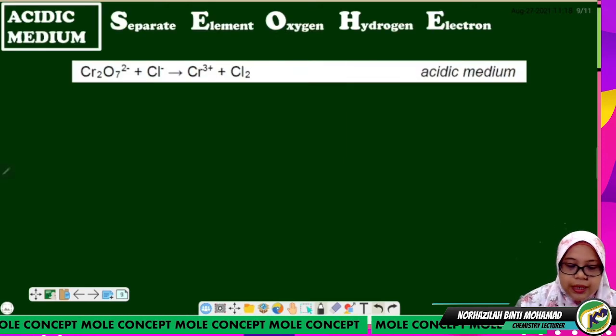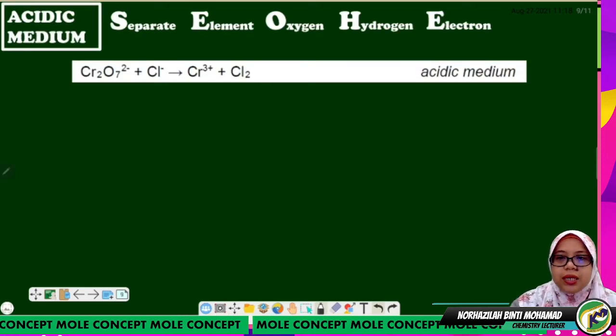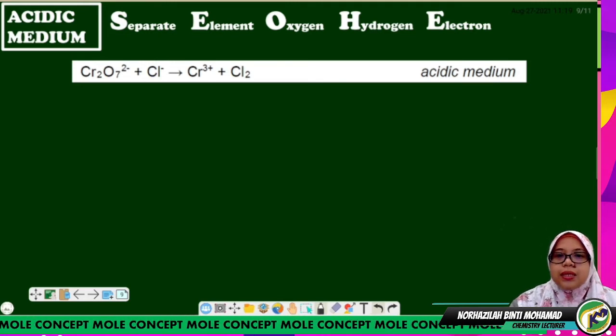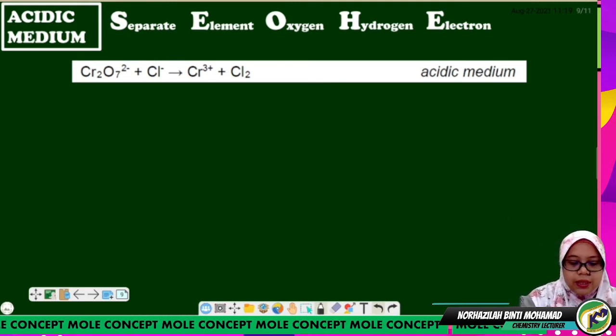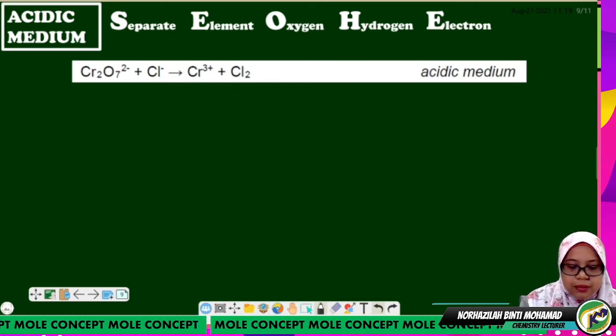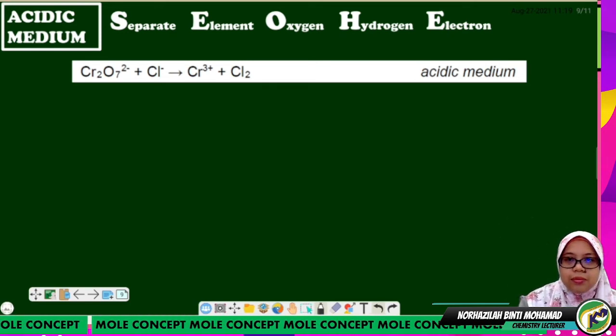So we look at this example. This reaction takes place in acidic medium. The first of the 5 steps in acidic medium is to separate the equation into oxidation and reduction. First I have Cr2O7 2- plus Cl- produces Cr3+ plus Cl2. We need to separate the reactants and products into two.